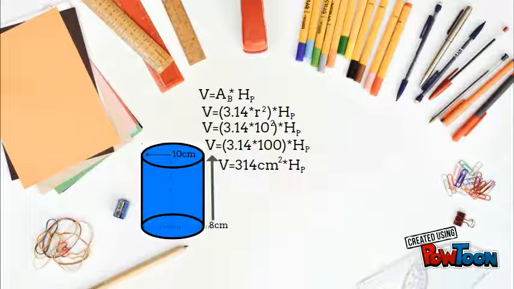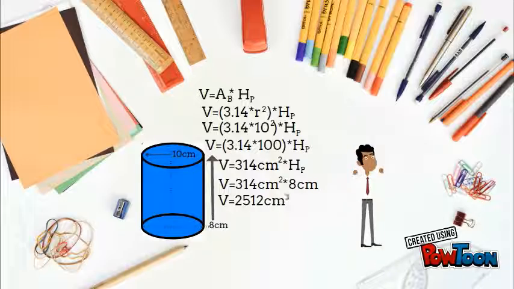Next, we need to multiply 314 centimeters squared by the height of the base, or 8 centimeters. Doing this will leave us with a final result of 2,512 centimeters cubed, which is the volume of the cylinder.